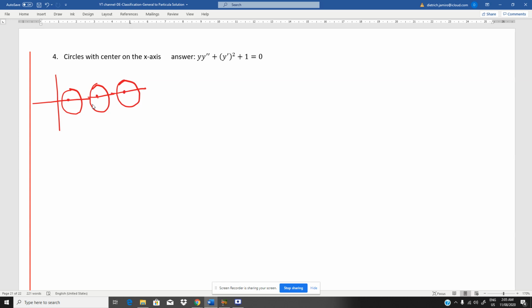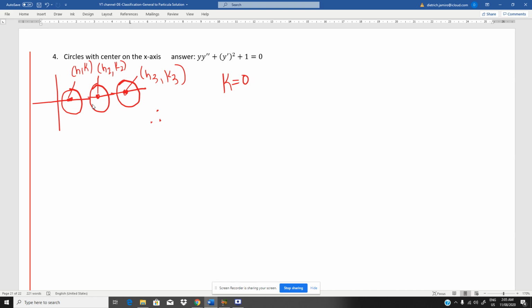Sorry for my drawing. As you can see, we have h comma k. Then this is also h comma k, I'll subscript like this, and h sub 3 and k sub 3. Actually, circles with center on the x-axis. As you can see in our problem, we don't have the value of y in our center, meaning the value of k is equivalent to 0. We don't have a value of k here, here, or here.